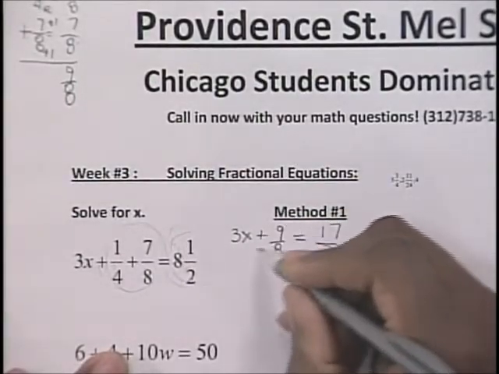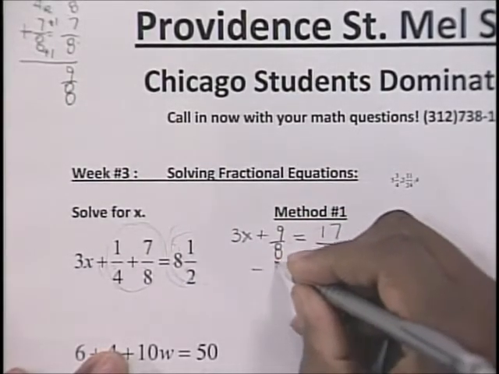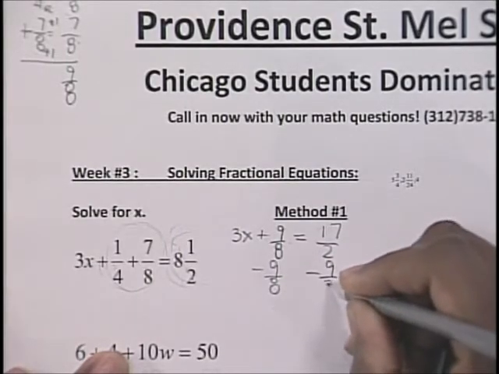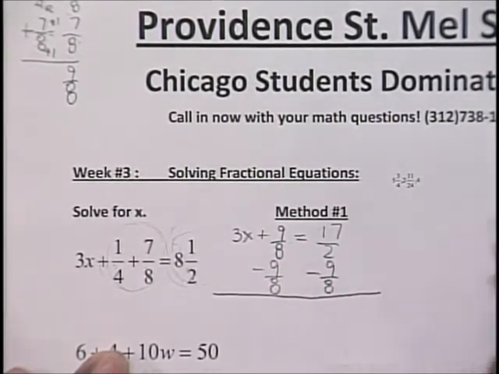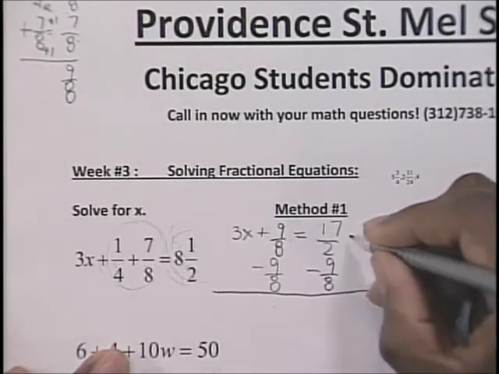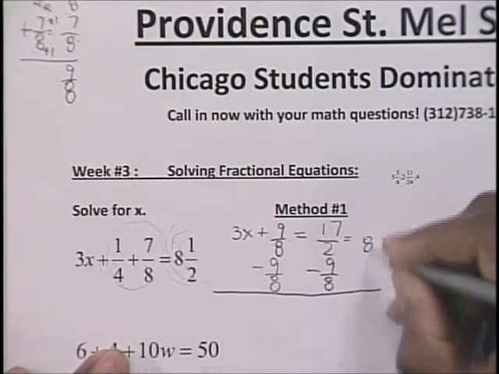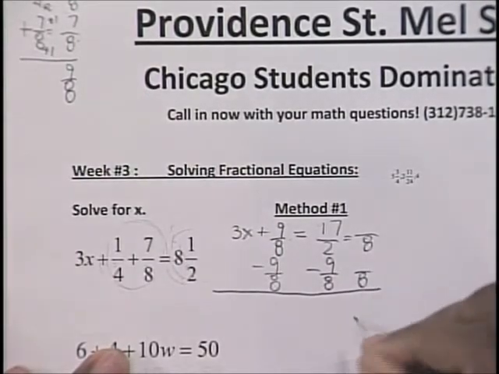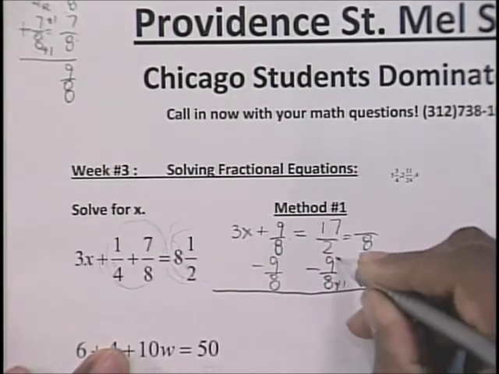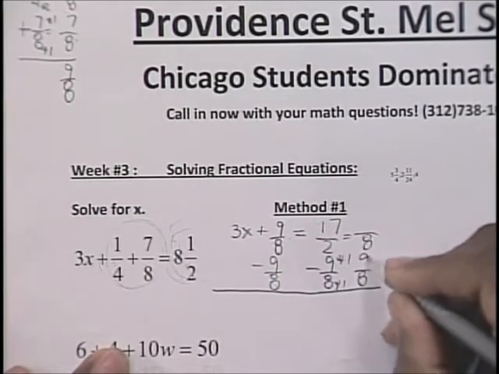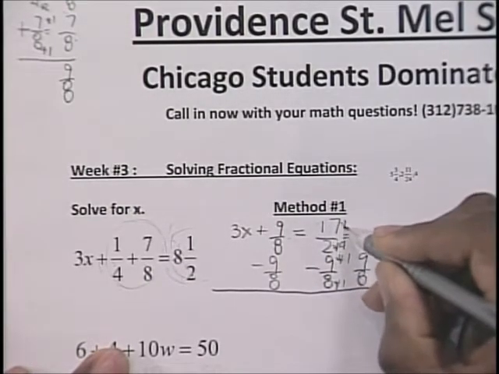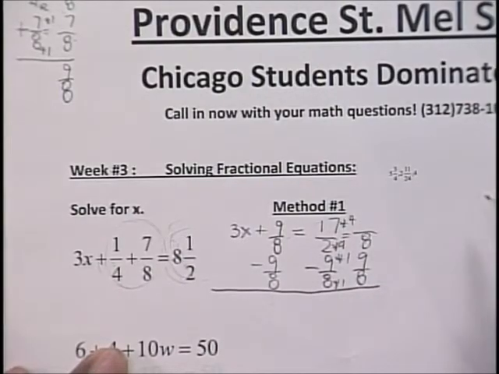Now, you're doing inverse operations. You're adding, so let's subtract 9/8 on both sides. And again, you need a common denominator, which is 8. We've already gone through how to find a common denominator. So the denominator is 8. Let's multiply this by 1. You multiply that by 1 to get 9. Multiply this by 4. And then you multiply 17 by 4.